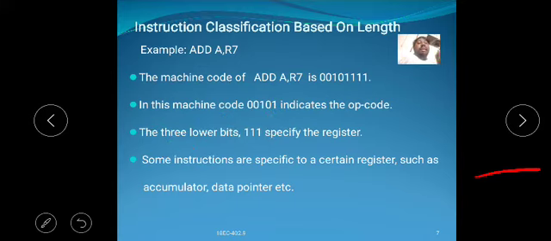In this particular example, the machine code of ADD A, Rn is 00101111. In this machine code, 00101 indicates the opcode, and the three lower bits 111 specify the register. Some instructions are specific to certain registers, such as accumulator and data pointer, etc.